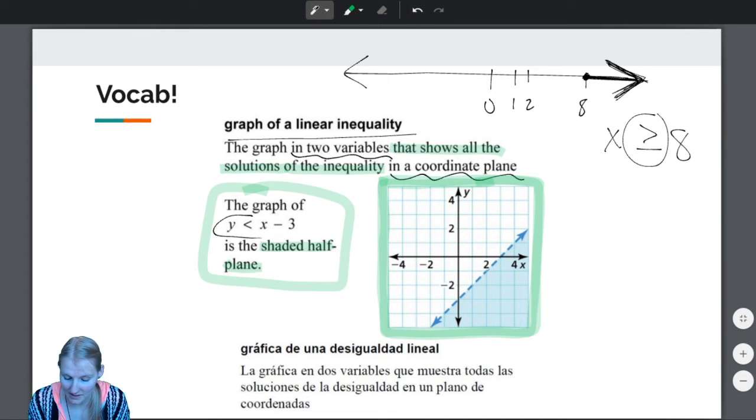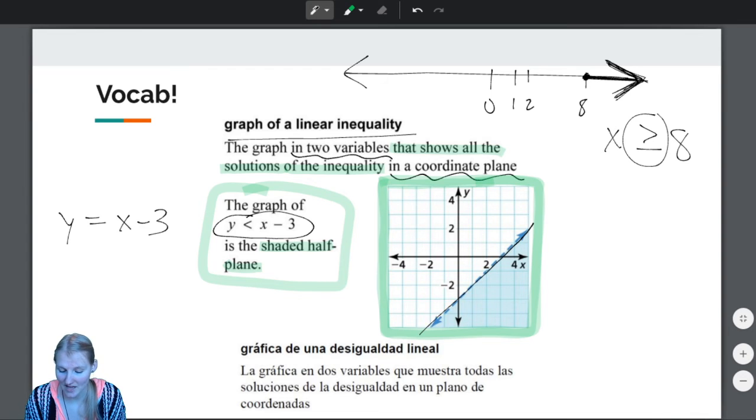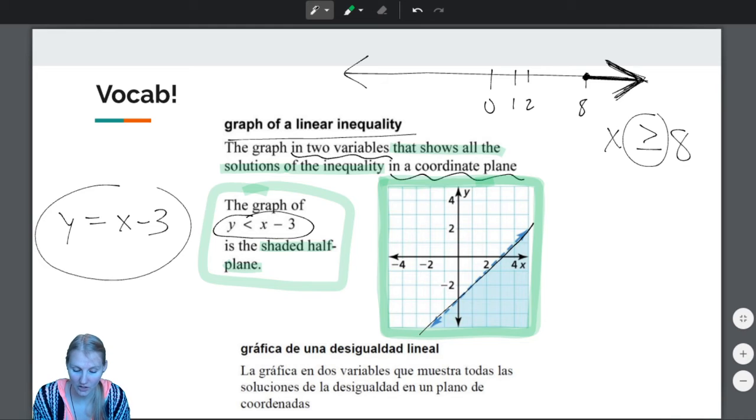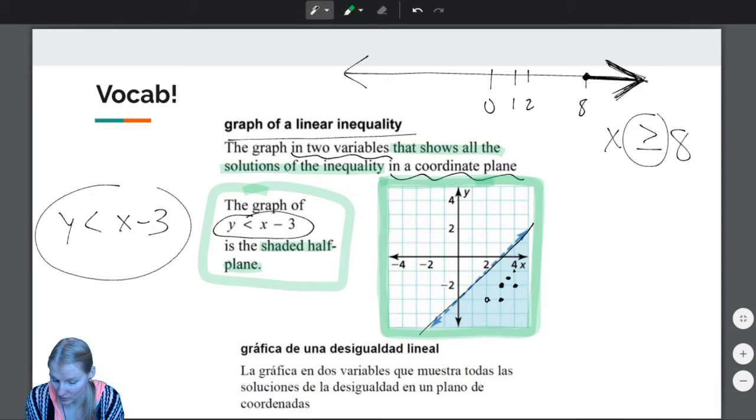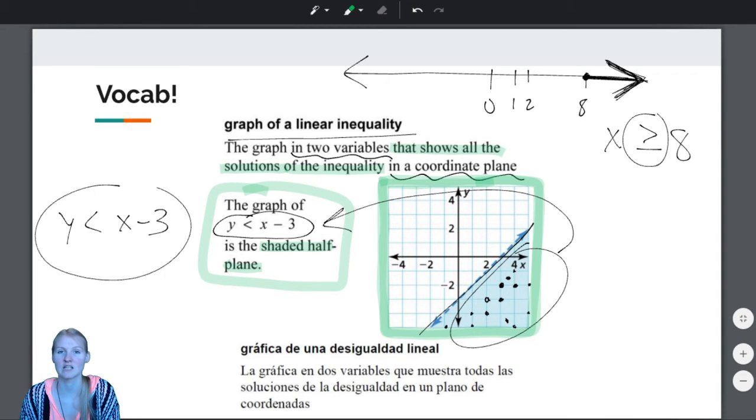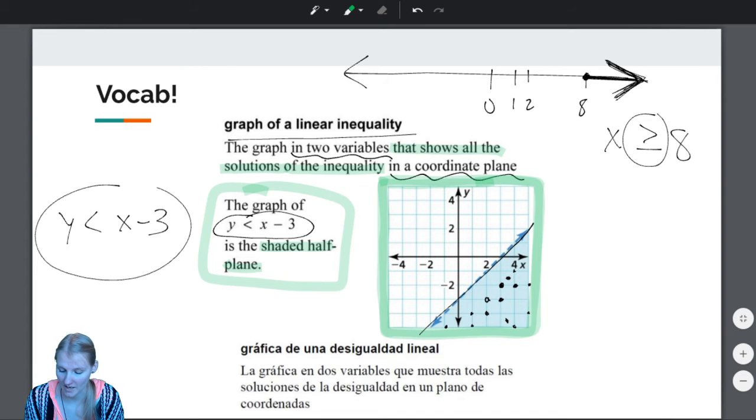What we do is we draw this line. I take y equals x minus 3. I draw that line, and then I shade the part of it that is a solution to y is less than x minus 3. So I'm going to shade either this half or this half. And then every single point down here, even the ones in between the places where the lines cross on the graph, every point over here is a solution to this inequality. I can take any point in this shaded region, and if I plug it into this inequality, I should get a true statement. It is a solution. So that is what a graph of a linear inequality looks like.